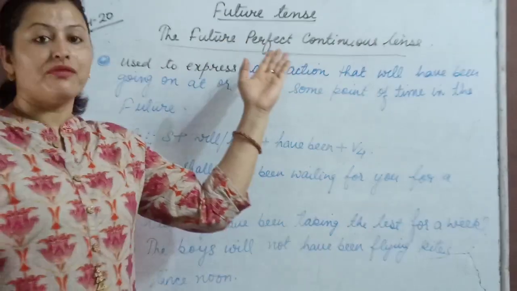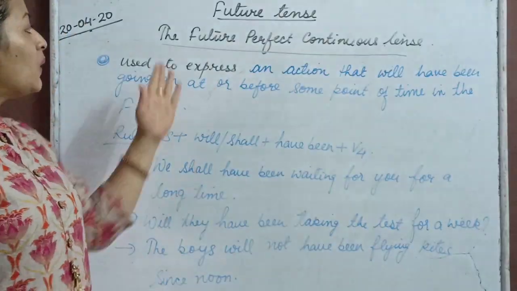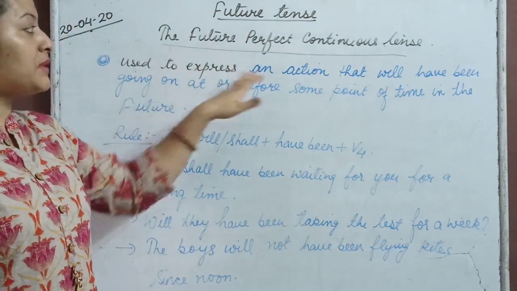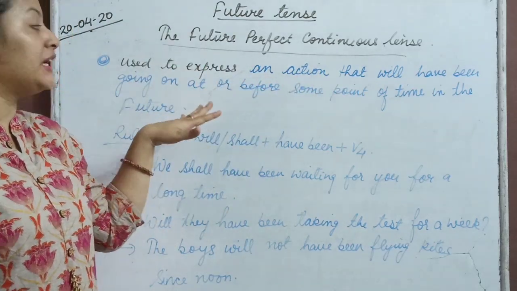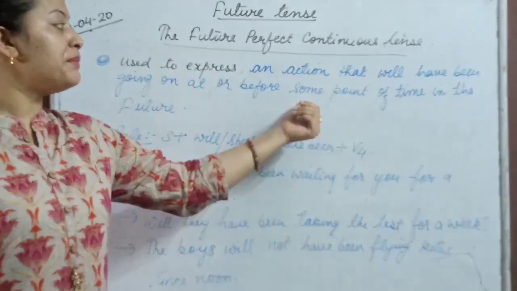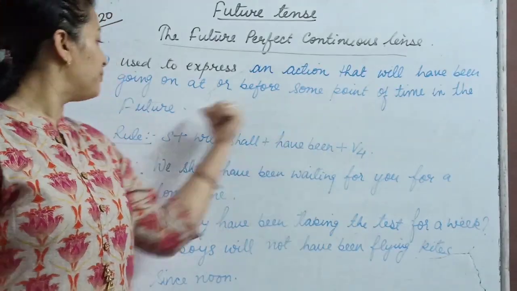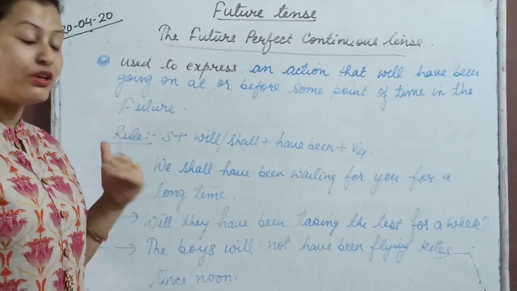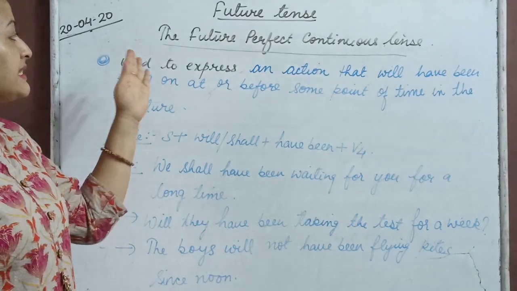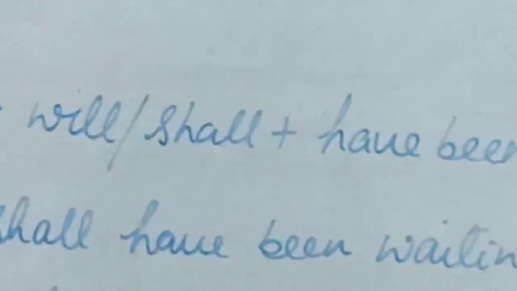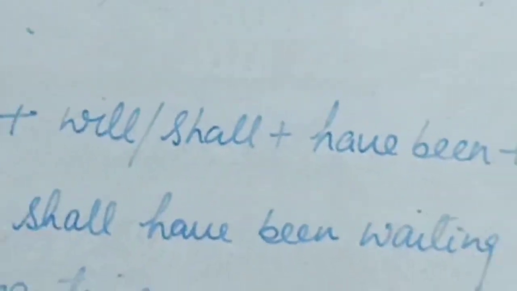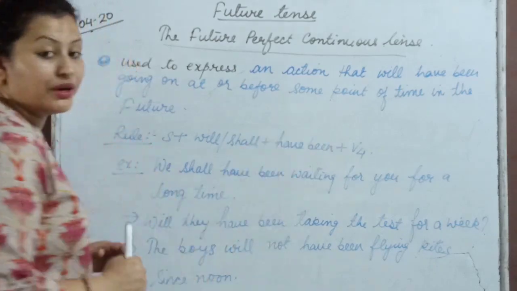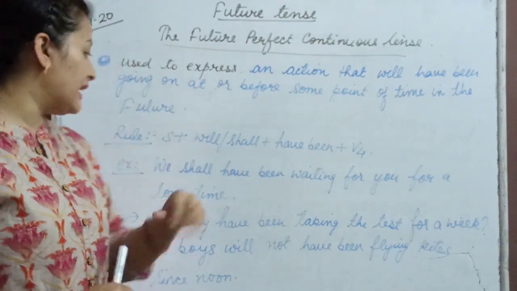Now next, the future perfect continuous tense. Where do we use the future perfect continuous tense? It is used to express an action that will have been going on at or before some point of time in the future. Now let us move to the structure or rule, how to frame a sentence in the future perfect continuous tense. The rule is subject plus will or shall plus have been plus V4. Again, V4 means V1 plus ing.